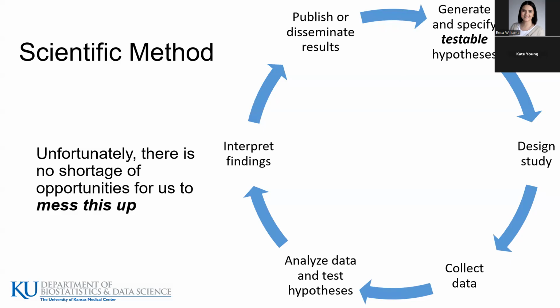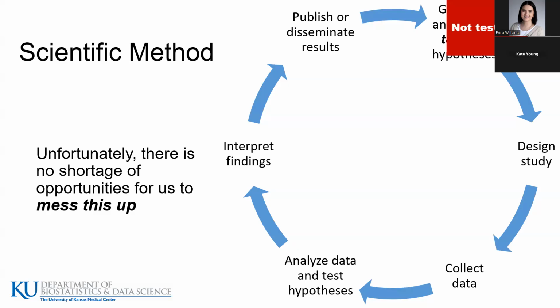Well, there are things that we could be doing over the course of the scientific process that could mess this up. This process includes generating and specifying testable hypotheses, designing the study, collecting data, analyzing the data to test these hypotheses, interpreting the findings, and then publishing or disseminating the results. So how can we mess up the steps in this process?